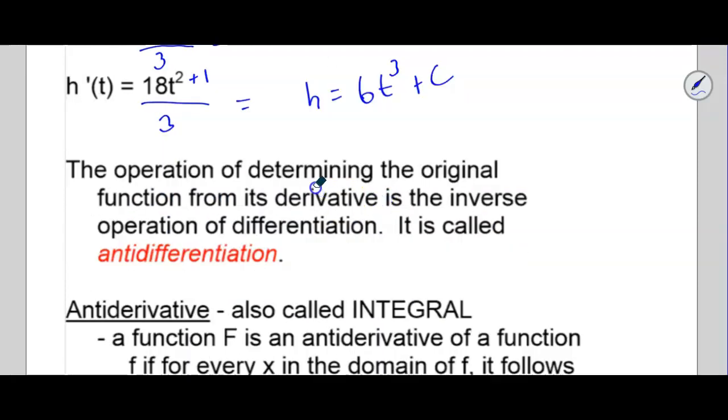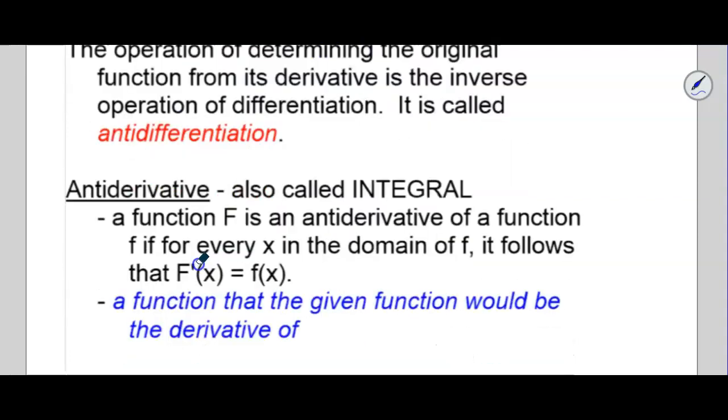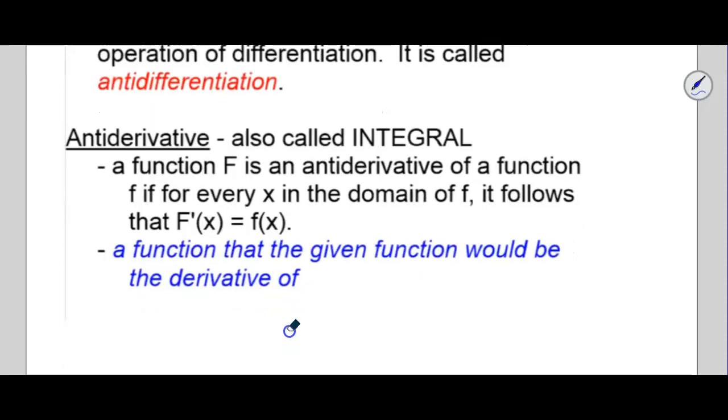Now the operation of determining the original function from its derivative is the inverse operation of differentiation. It is called anti-differentiation. An antiderivative is also called an integral. A function capital F is an antiderivative of a function f if for every x in the domain of f, it follows that F prime of x equals f of x. It's a function that the given function would be the derivative of.